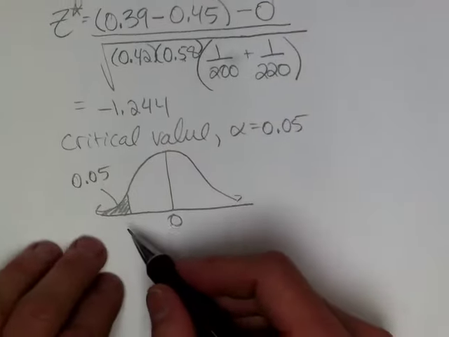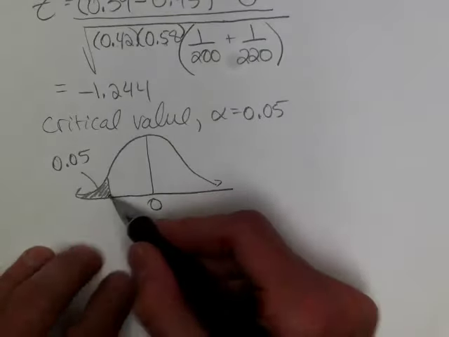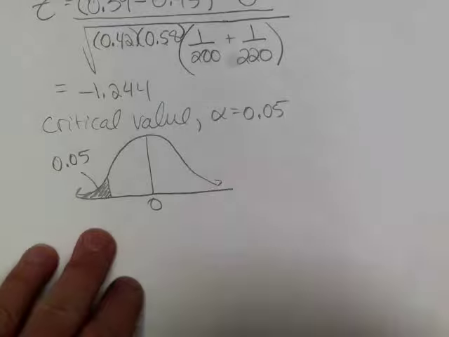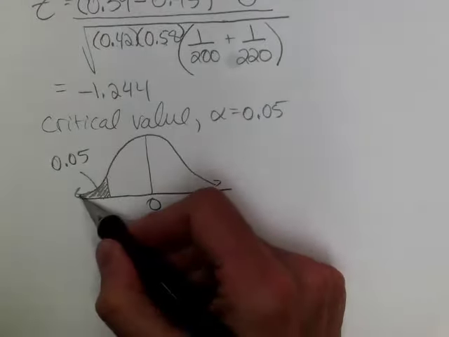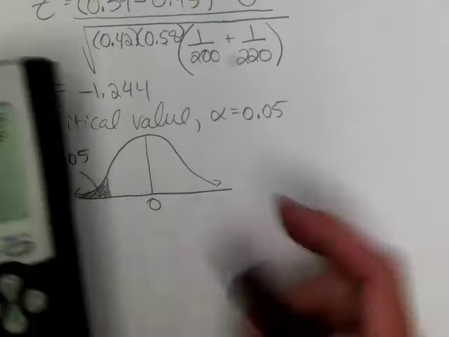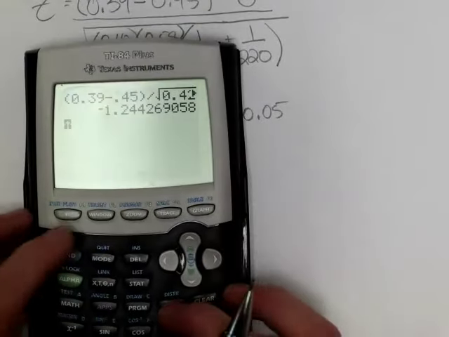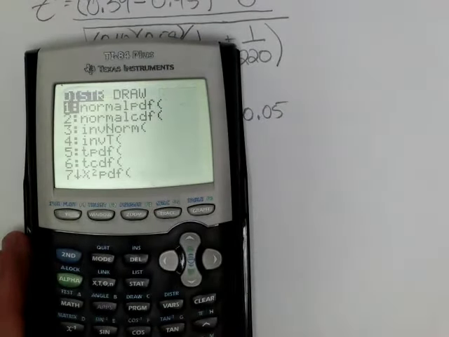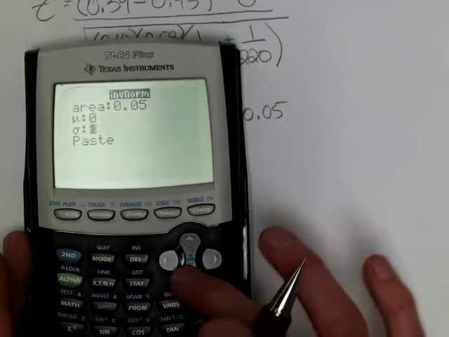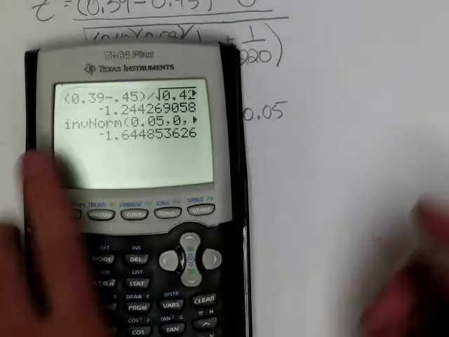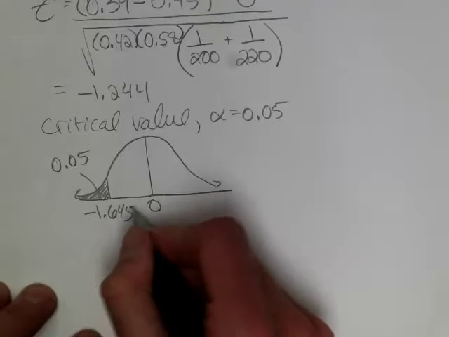At this point, this should not be any big deal to find a critical value from a standard normal table. Again, this is section 5.3. You can use your inverse normal, which asks for a cumulative area, and the output will be a corresponding z-score. So I'm going to go to my distribution menu, select inverse norm, and put in that area. So that lower critical value is negative 1.645.